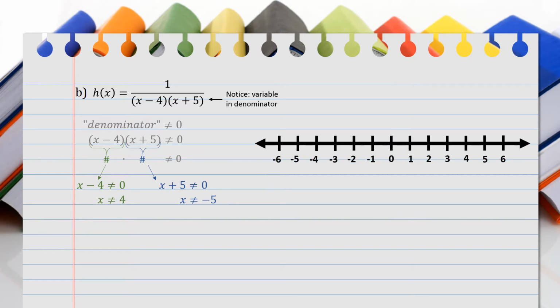So let's look at the number line. We said x cannot equal 4, which means we have an open circle at 4, and x cannot equal -5, so we have an open circle at -5. As long as x is neither of those numbers, we are okay. So I can shade all the values to the left of -5. I can shade all the numbers between -5 and 4. And I can shade all the values to the right of 4. Every other number can be included in my domain.